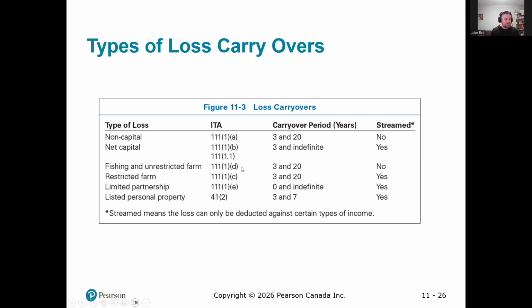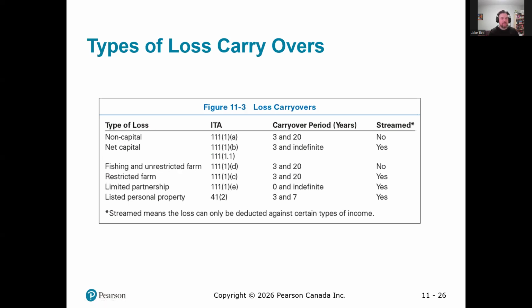Fishing and unrestricted farm losses, 3 and 20, very similar to non-capital. These types of unrestricted farm losses are also not streamed. They can be applied wherever. So we have this time restriction.